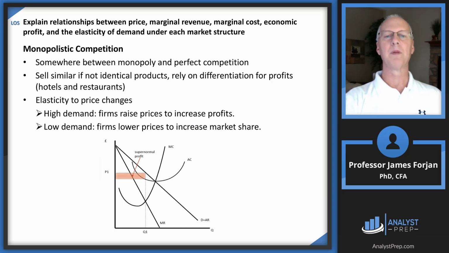How about monopolistic competition? This is a market structure that's somewhere between a monopoly and perfect competition. It's kind of theoretical, but it can be applied to maybe the hotel industry or the restaurant industry. In smaller kinds of populated areas, certainly not in a gigantic city, but they sell similar, if not identical, products, and they rely on differentiation.